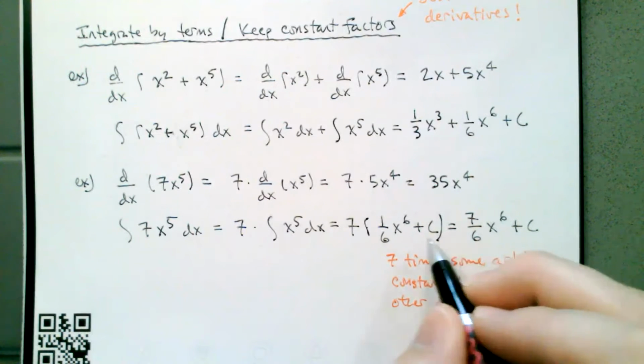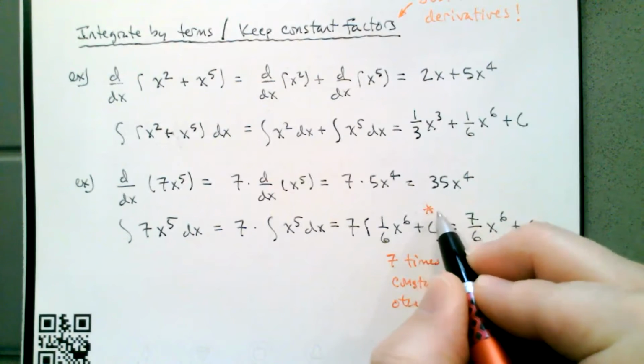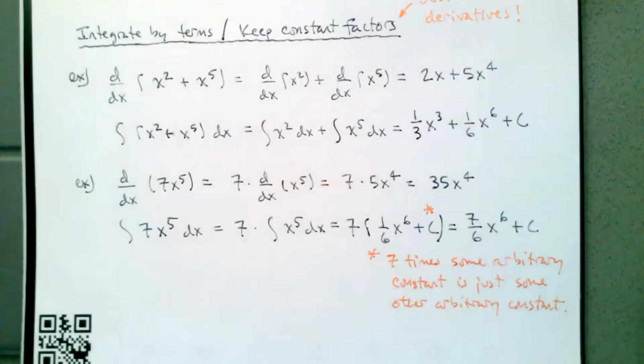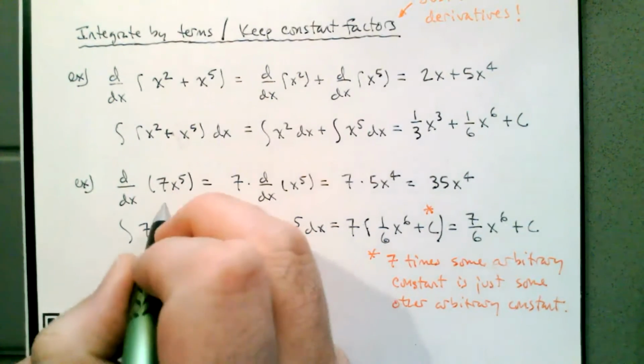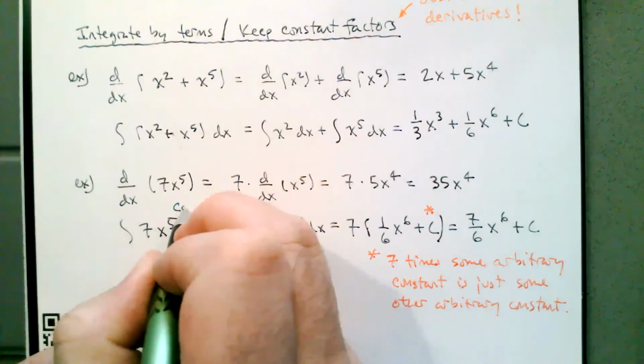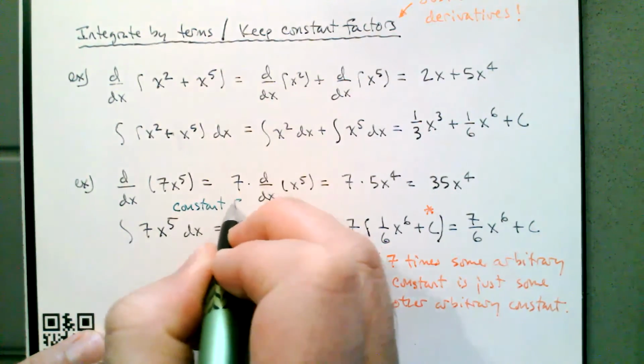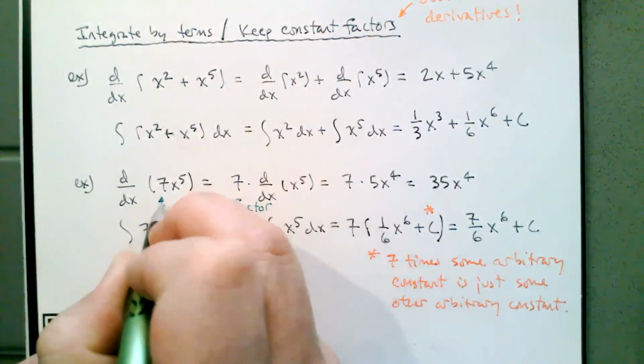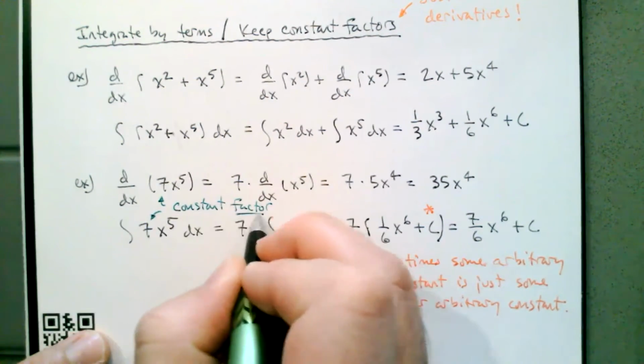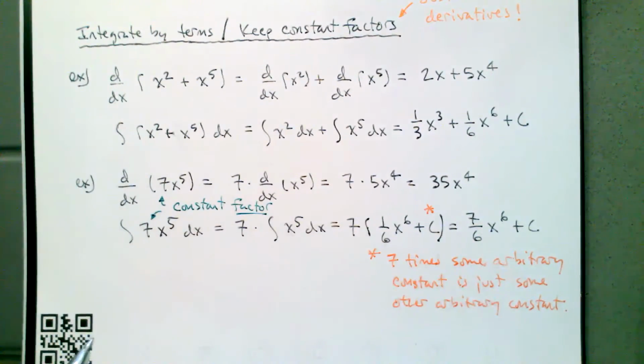So there's a question about why I didn't write 7c here. That's because c is an arbitrary constant, and 7 times an arbitrary constant is just some other arbitrary constant. The thing that we want to note about this 7 is that it's included by multiplication. So 7 is a constant factor because it's 7 times x to the 5th. Factors are things that are being multiplied.